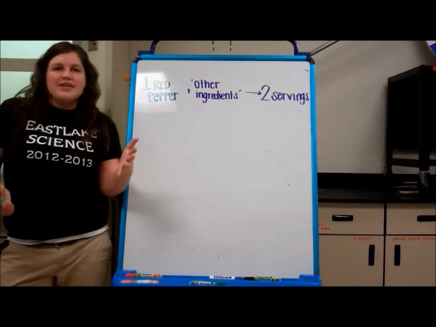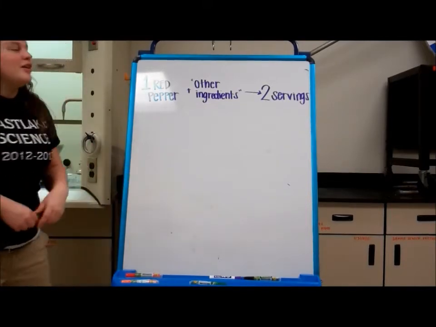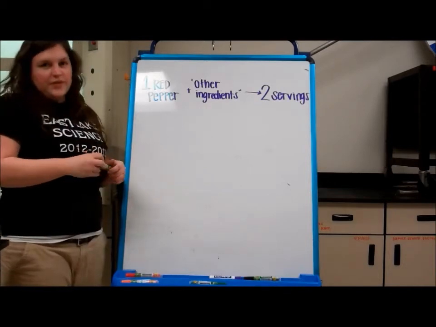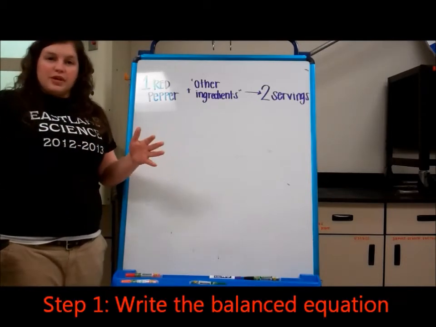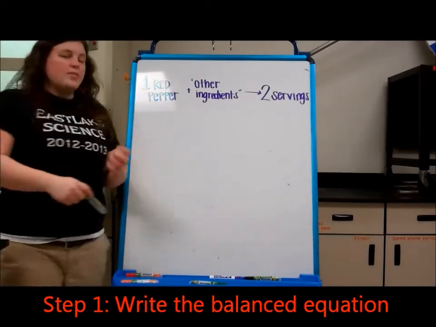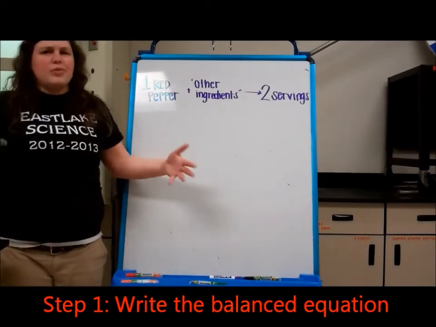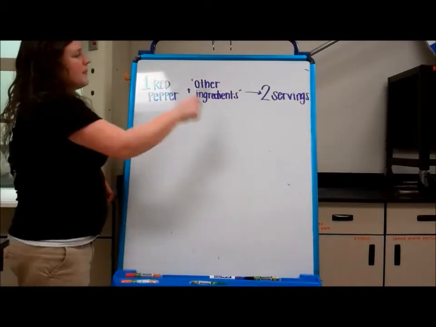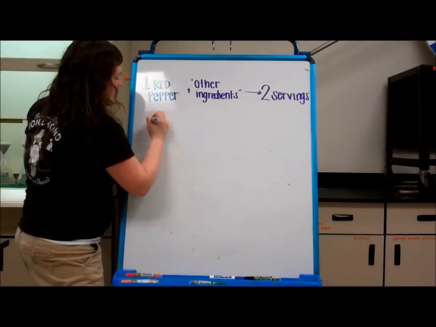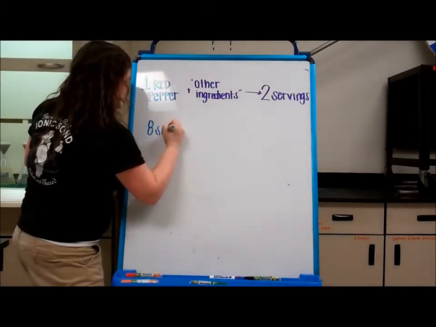So, in our example, we're trying to make some Thai curry. We need to make 8 servings, but first we need to look at our balanced equation. The first thing you'll do in any stoichiometry problem is write a balanced equation. So we know that we have 1 red pepper that's going to go in, plus some other ingredients that we haven't talked about, to yield 2 servings. We also know that we want to make 8 servings.